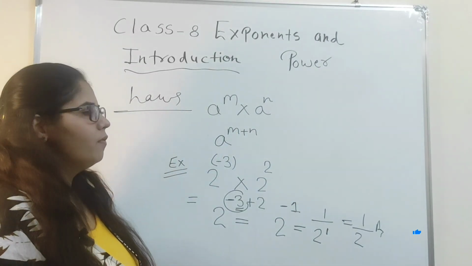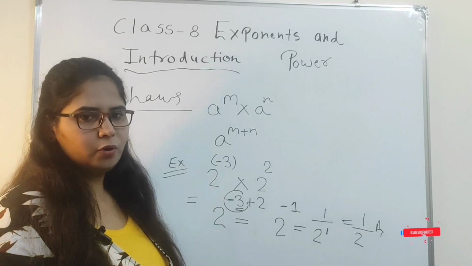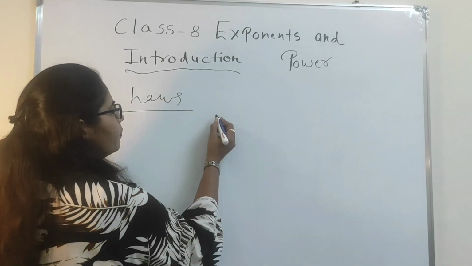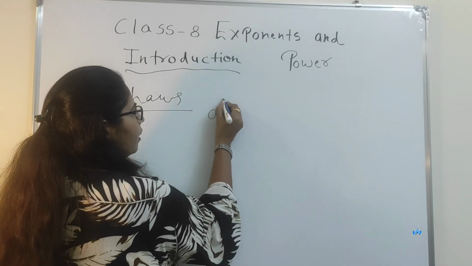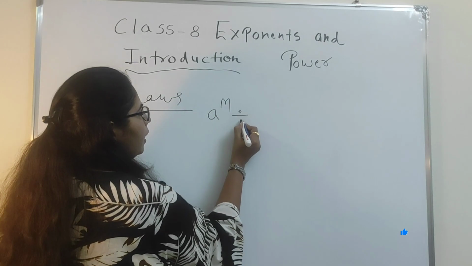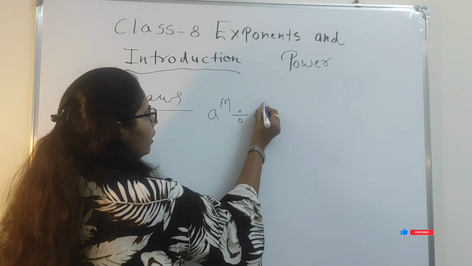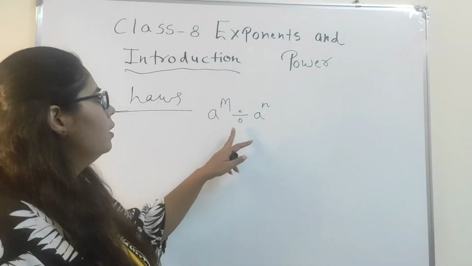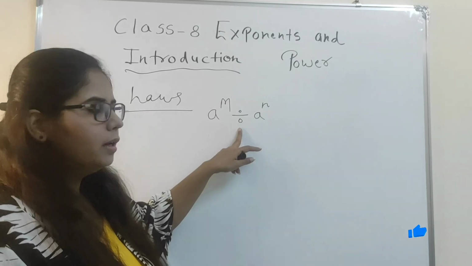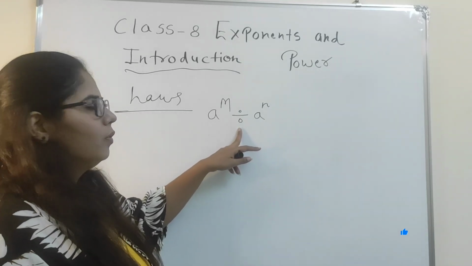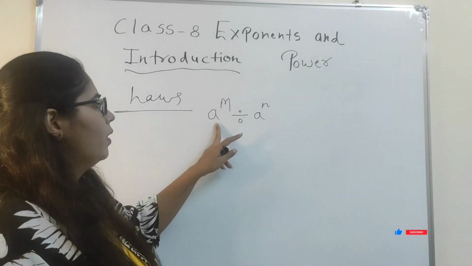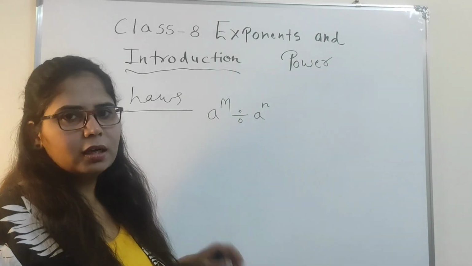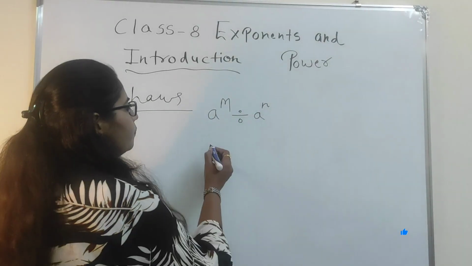Now we will see the second law of exponents. Our second law of exponents is a to the power m, and here you will get the division sign, and a to the power n. In the first law of exponents, there is the multiplication sign. In the second law, you will get the division sign. When the base is the same, the power is different, and in between there is the division sign, how will we solve it?